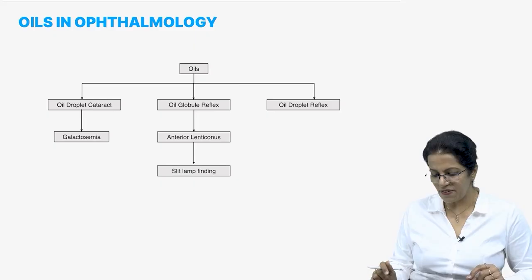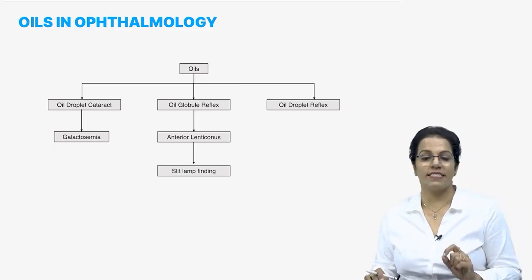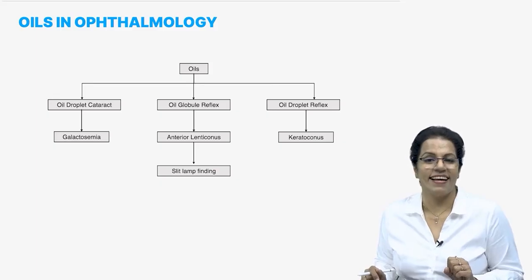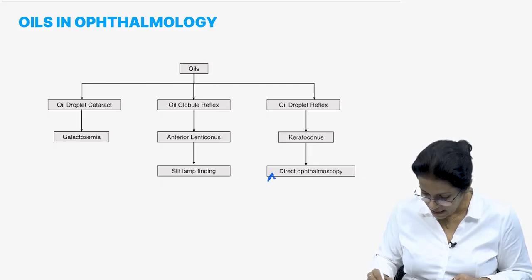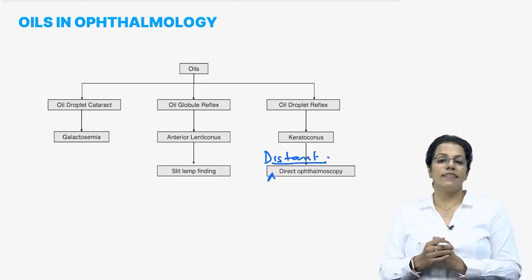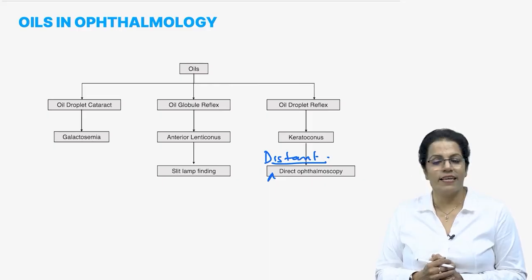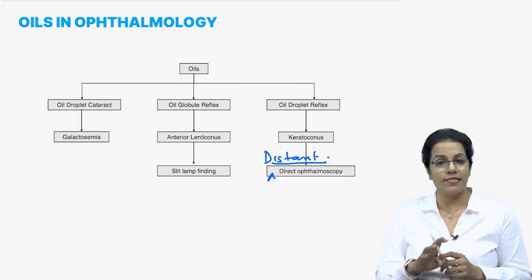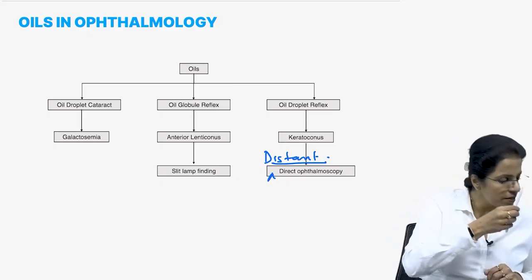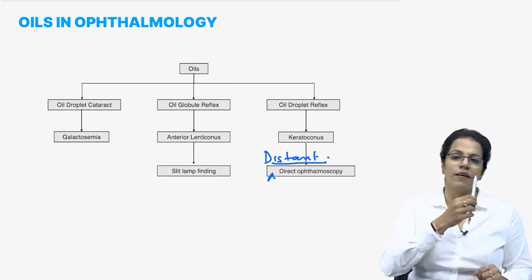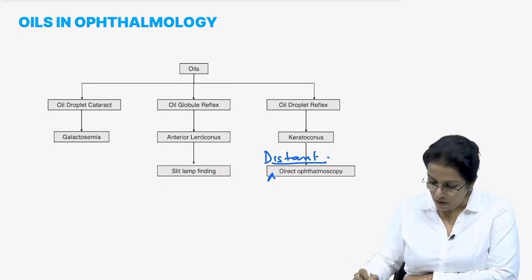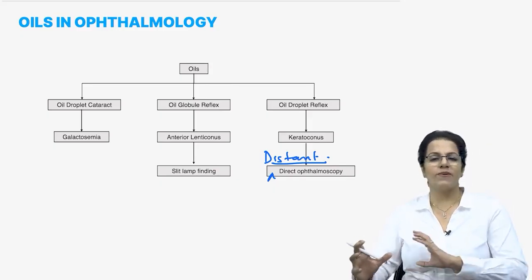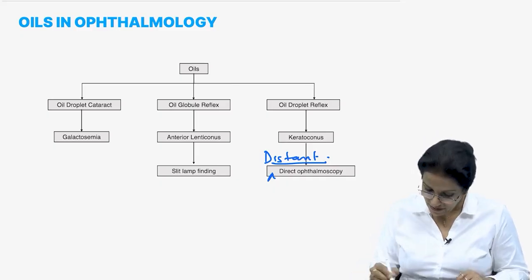What is oil droplet reflex? Oil droplet reflex is seen in keratoconus and it's a finding on, please correct this, distant direct ophthalmoscopy. When you say distant direct, you understand, no? Direct ophthalmoscopy is taken very close to the eye. That is your direct. When you see it at a distance, that is called distant direct ophthalmoscopy. So this is the oil droplet reflex. Again, we'll have a look in the cornea chapter as well.